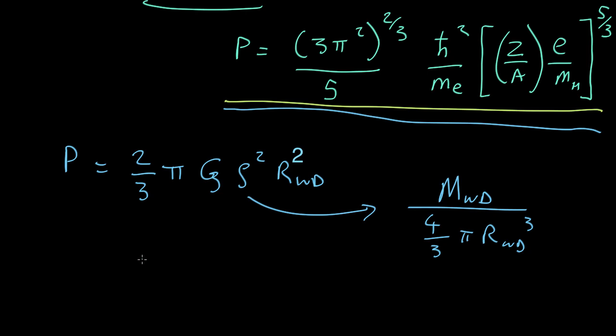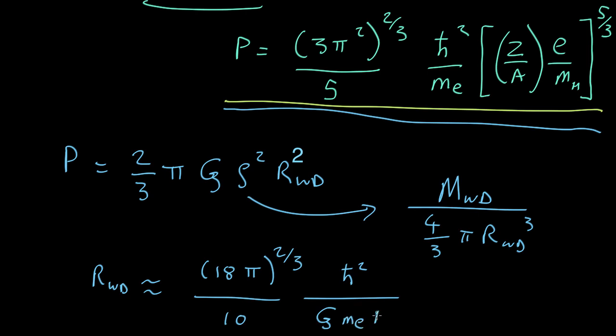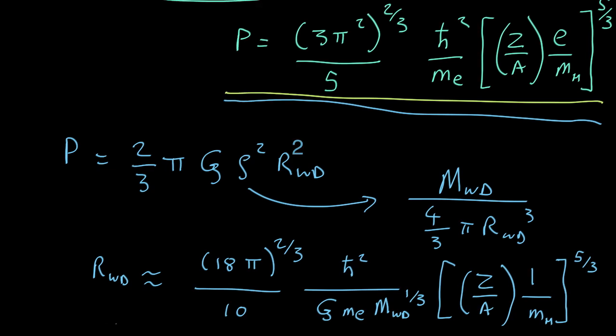But what you get is that the radius of a white dwarf is given by, and there you have it. And if you plug numbers into this, you come out with an answer of about 3,000 kilometers, which is about half the real size, about 6,000 kilometers as we derived earlier. So considering all the approximations that have gone in here, that's a pretty good job.